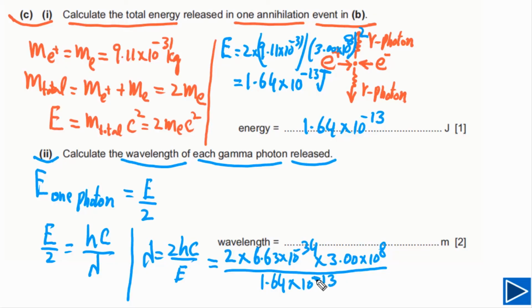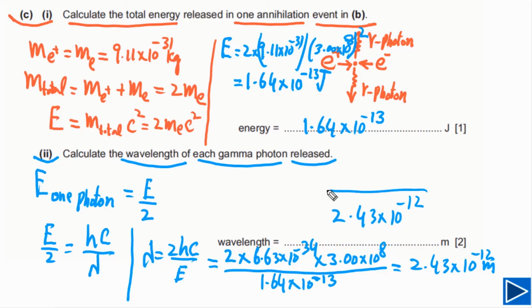If we simplify this, our final answer will be 2.43 times 10 to the negative 12 meters. So this is the wavelength of a single photon. Our final answer is 2.43 times 10 to the negative 12 meters. This is how we can calculate lambda for a single photon.